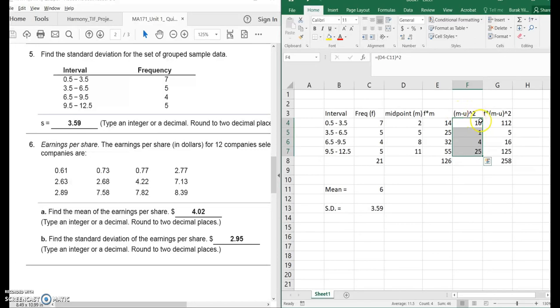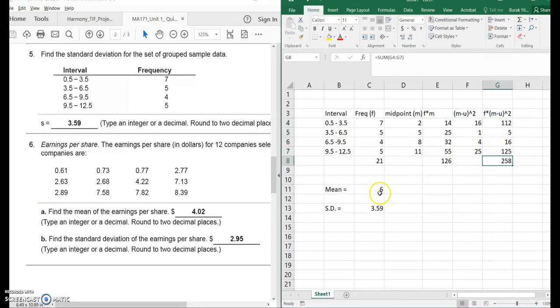And then the next thing we need is this column being multiplied by the frequency. So the frequency needs to multiply the square of m minus u. Again, the C column is multiplied by the F column, and we write that here. 7 times 16, 5 times 1, 4 times 4, 5 times 25. So that's f times (m minus u) squared. And the sum of this column is 258.